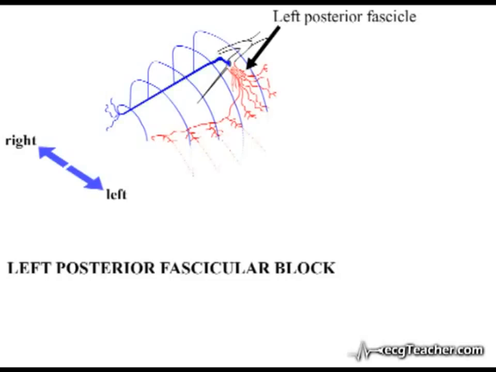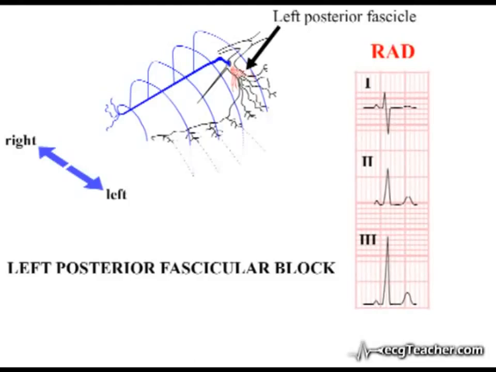Left posterior fascicular block is less common than damage to the anterior fascicle. However, when this situation does arise, it results in right axis deviation on the ECG. The late deep S wave in lead 1 reflects the delayed retrograde spread of depolarization away from this lead in the inferior wall. As this depolarizing voltage is moving towards lead 3, this lead retains a strong R wave.